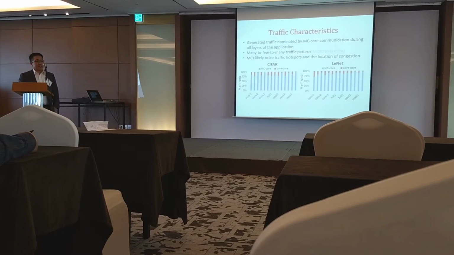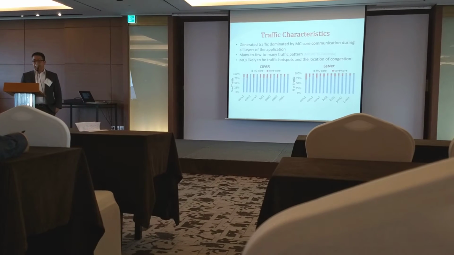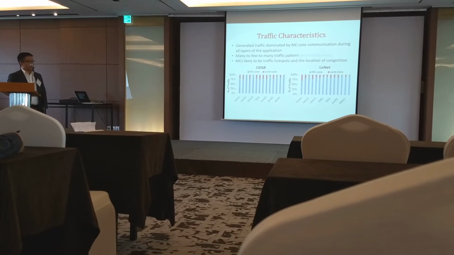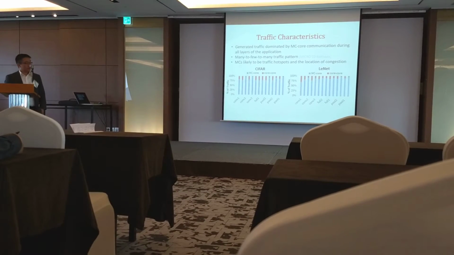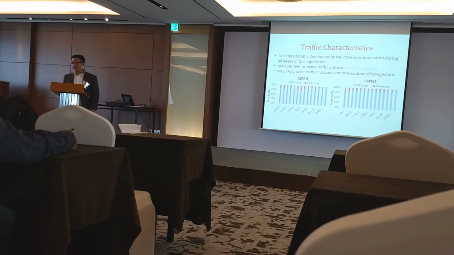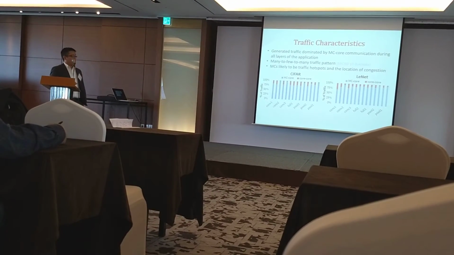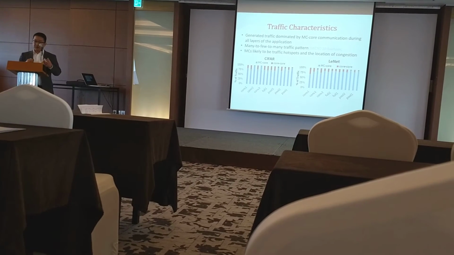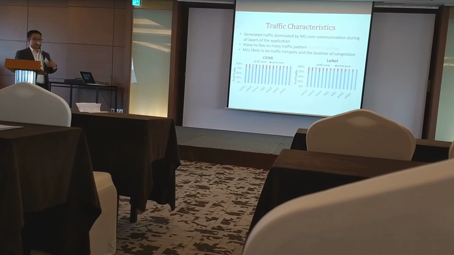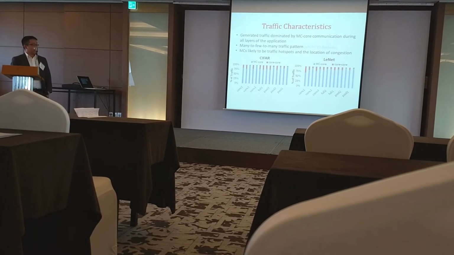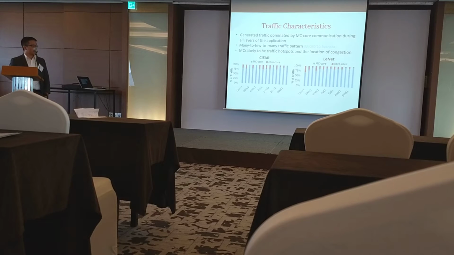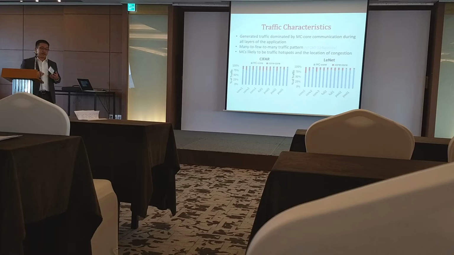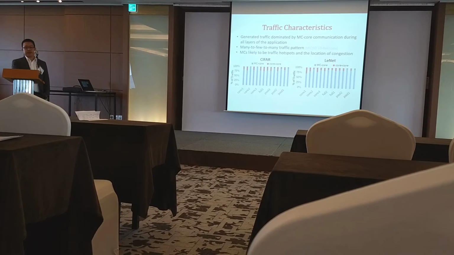And what we saw was that a lot of the traffic was dominated by the memory controller to core communication throughout all the layers of the application. For all the layers, it's above 75% of the total traffic seen on the chip. Since memory controllers themselves are much lower in count than the actual computational cores, we see these many-to-few and few-to-many traffic patterns. These memory controllers tend to be the traffic hotspots and the location of the congestion we saw earlier.